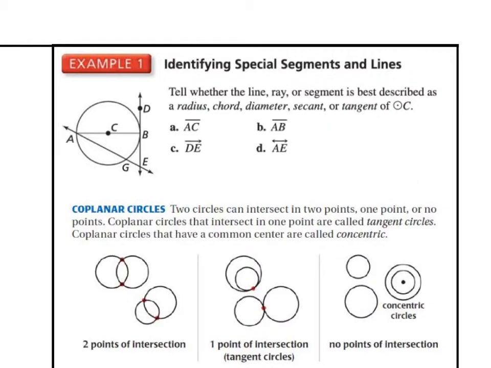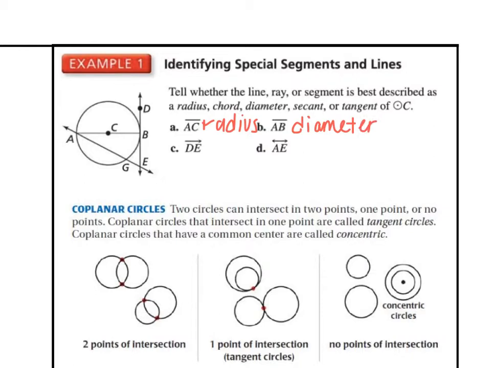Okay, so AC, it's got a bar on the top of it. Tell the person next to you what is AC, please. It is a radius. Very good. Okay, tell the person next to you what is AB. Segment AB. It is a diameter. Good. Goes all the way across the circle. It goes through the center.